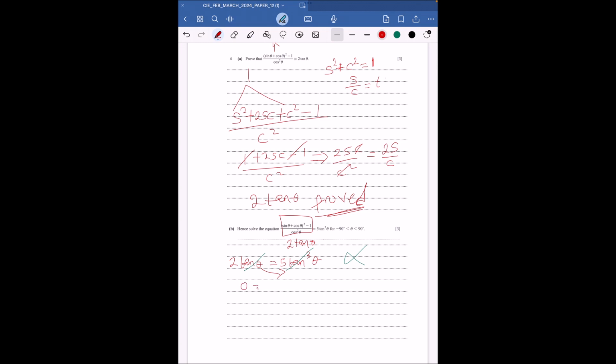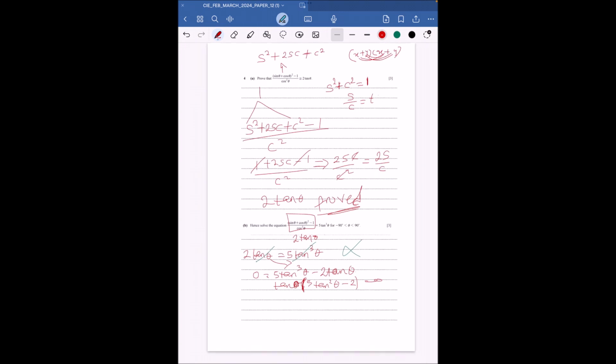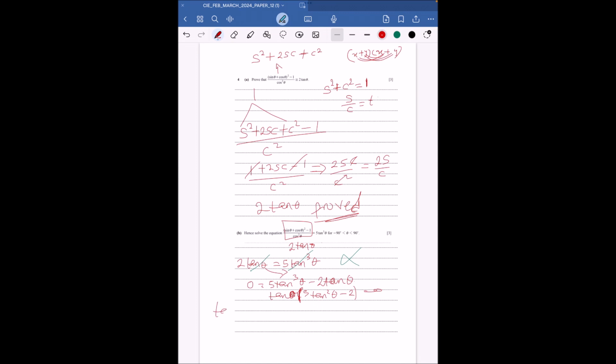So this will be 0 is equal to 5 tan cubed theta minus 2 tan theta. So tan theta is common. Then 5 tan squared theta minus 2 is equal to 0. So I'll have solutions like tan theta is equal to 0, or 5 tan squared theta minus 2 is equal to 0.